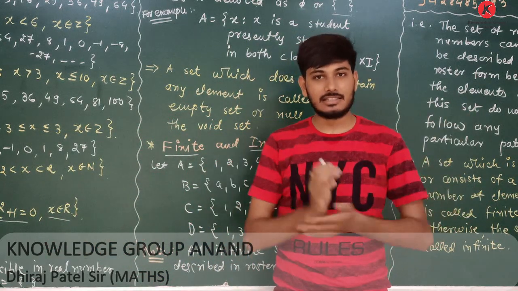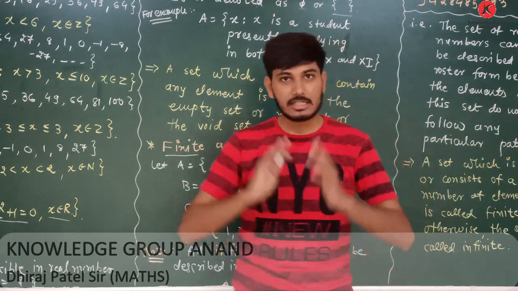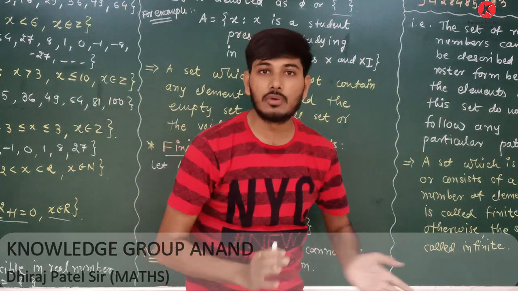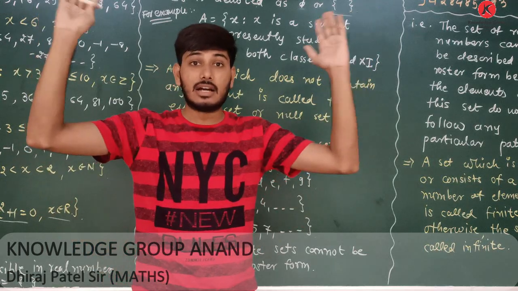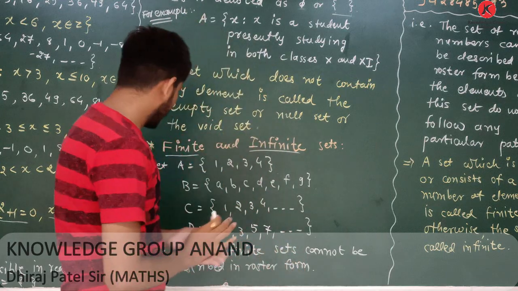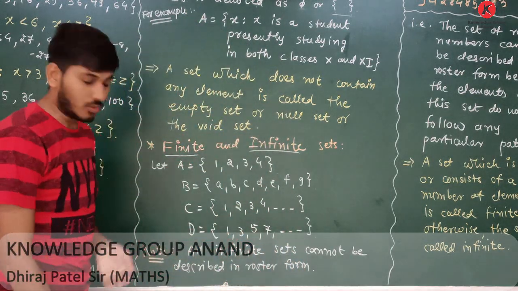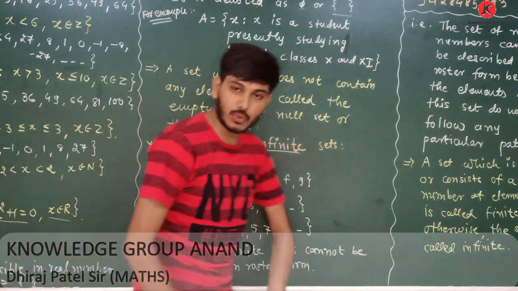Stars in the sky, uncountable. Therefore, we can say that it is an infinite set. I am considering, for example, suppose I am taking set A equals 1, 2, 3, 4.